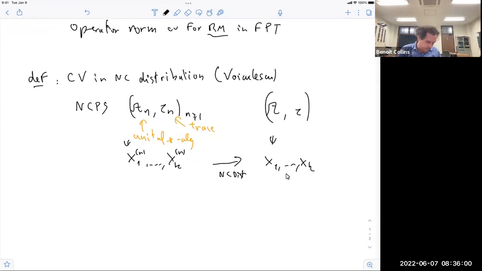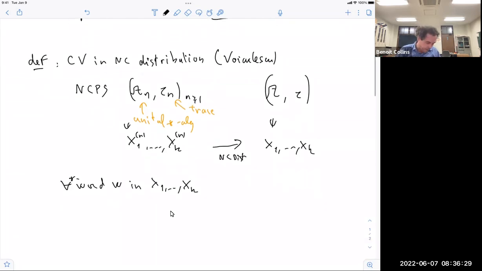if for any word W in x_1 to x_k formally. I could either take a word or a star word, which would allow the conjugates as well, depending on the circumstances. I have that W_N, which is this word evaluated in these quantities, is now an element of A_N. If I look at the trace of this, it converges to the trace of the word as n goes to infinity.